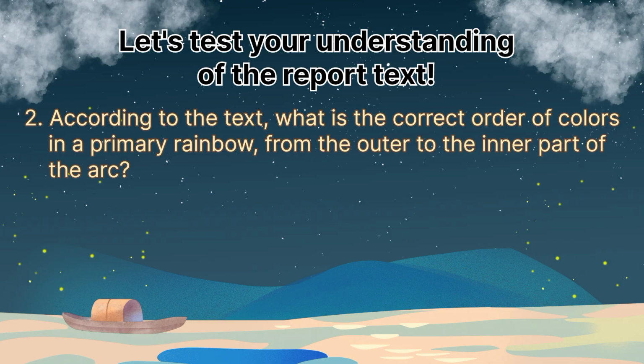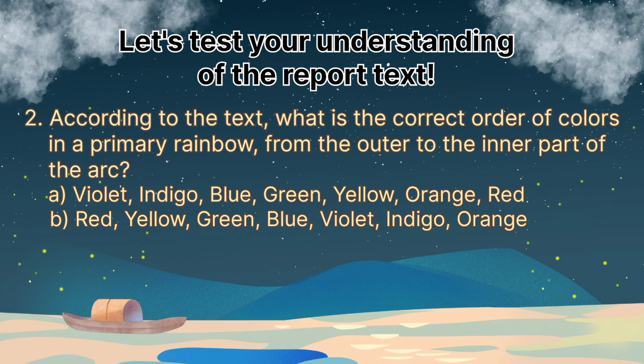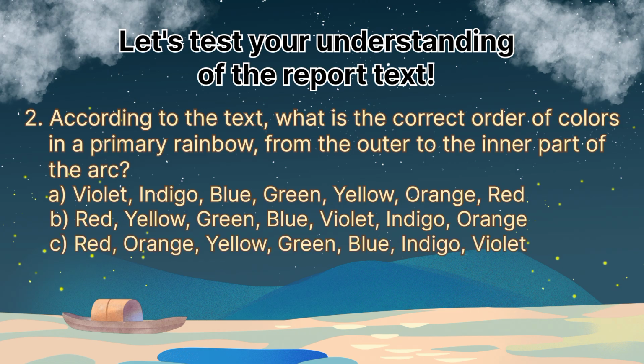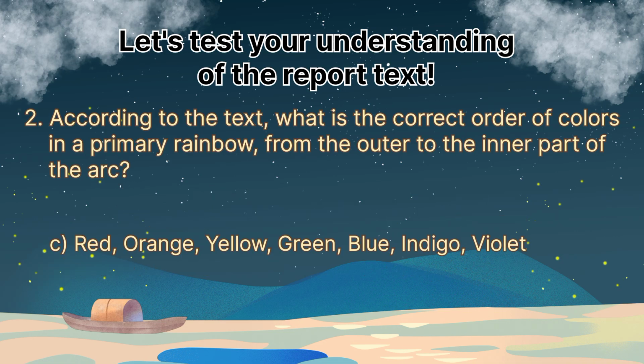2. According to the text, what is the correct order of colors in a primary rainbow, from the outer to the inner part of the arc? A. Violet, indigo, blue, green, yellow, orange, red. B. Red, yellow, green, blue, violet, indigo, orange. C. Red, orange, yellow, green, blue, indigo, violet. D. Green, blue, indigo, violet, red, orange, yellow. The answer is C.